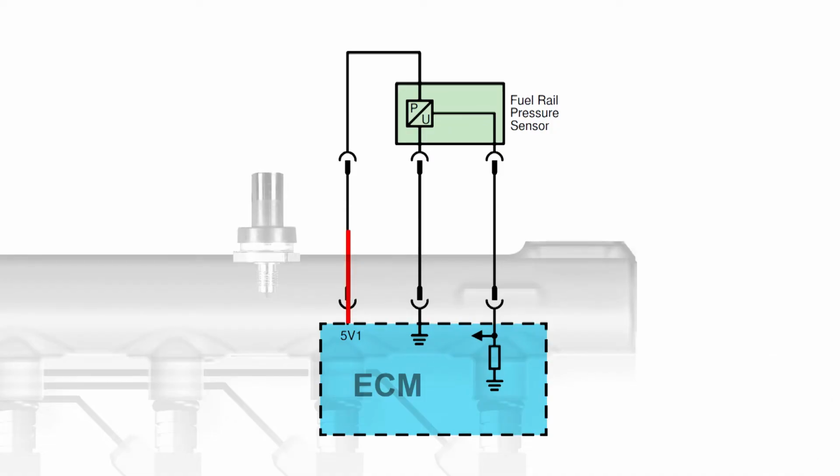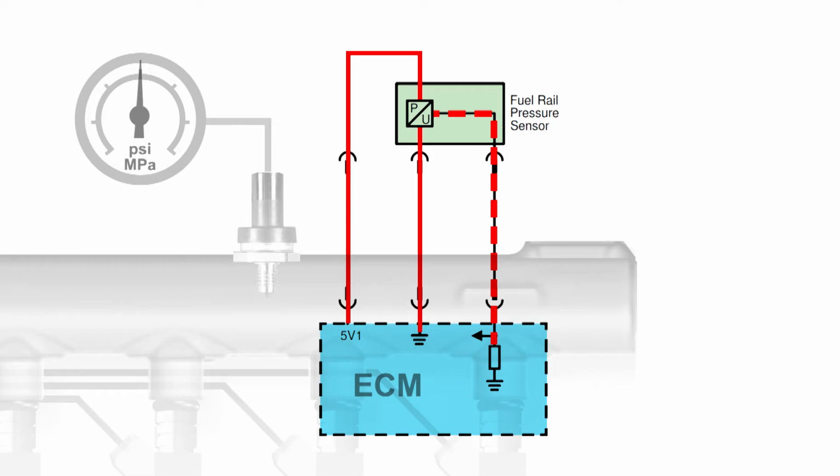The ECM supplies a 5-volt reference and low reference to the sensor. Varying signal voltages are returned to the ECM based on fuel pressure within the rail. When the fuel pressure is high, the signal voltage is high. When the fuel pressure is low, the signal voltage is also low.